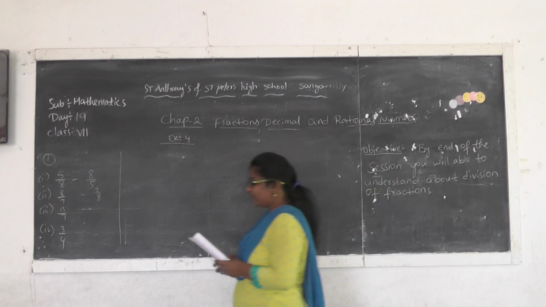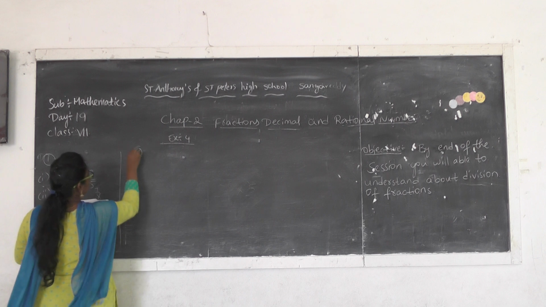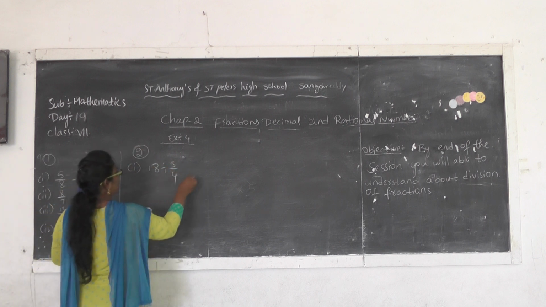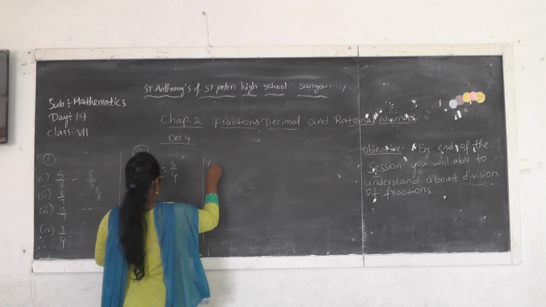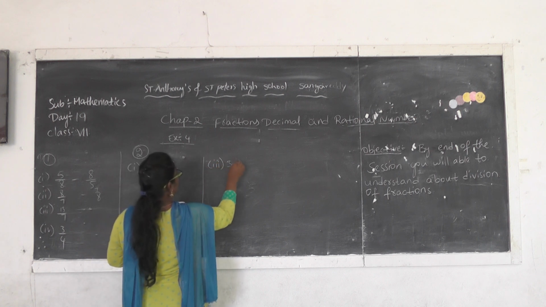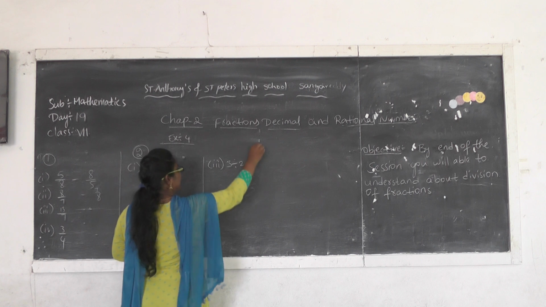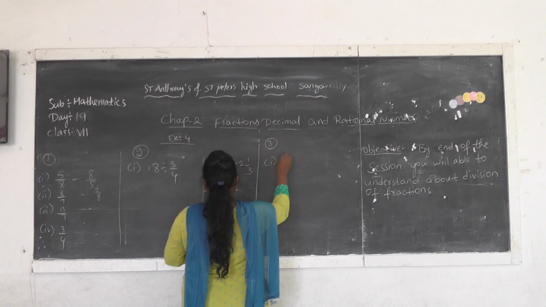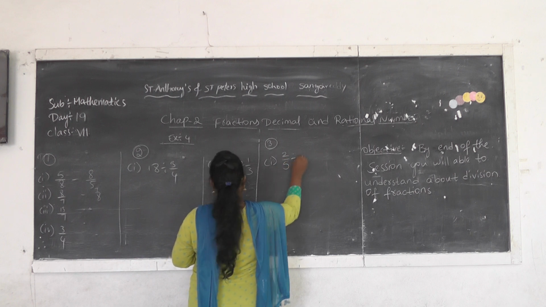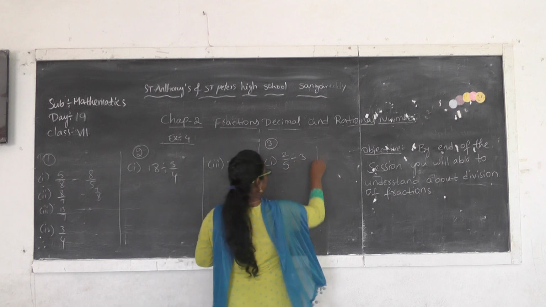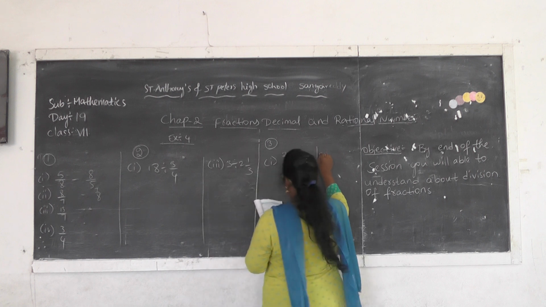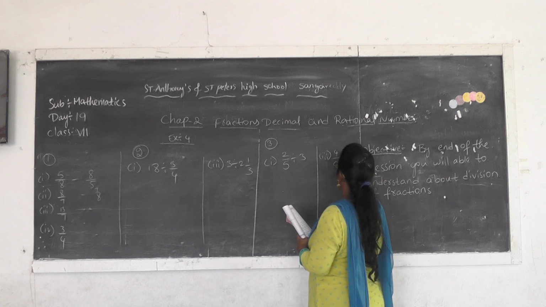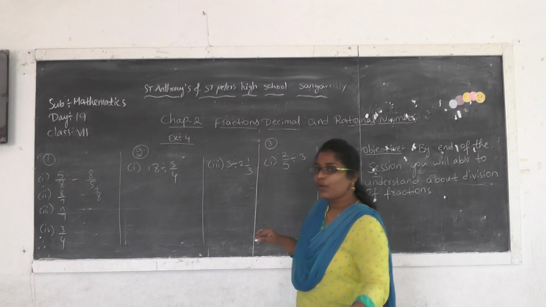And next we have to do divisions. Second bit, first one 18 divided by 3 by 4, and third one I am explaining, 3 divided by 1 by 3. Third bit, first one 2 by 5 divided by 3, and third one 4 by 9 divided by 4 by 5. Okay, how will we do divisions?